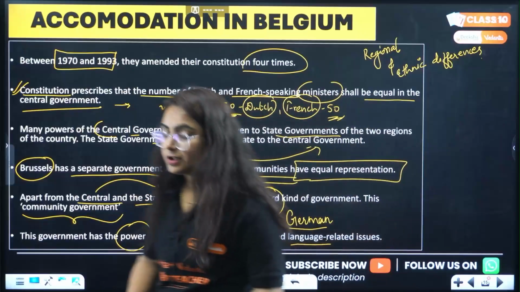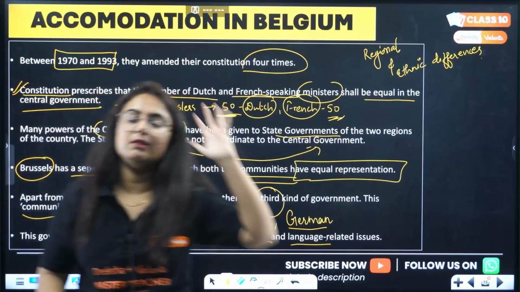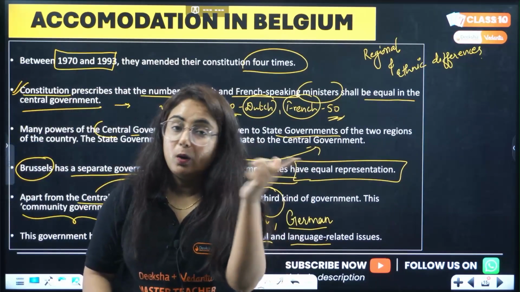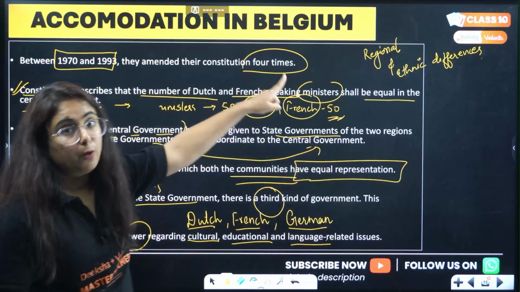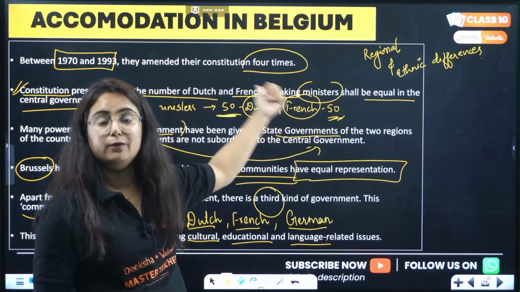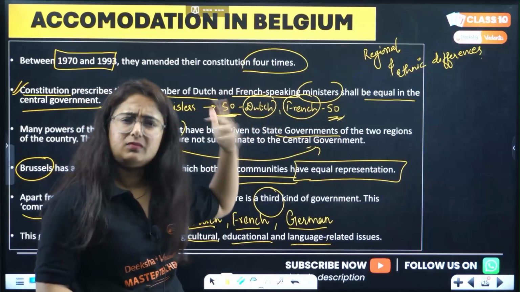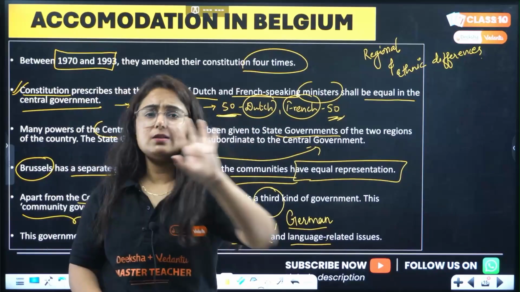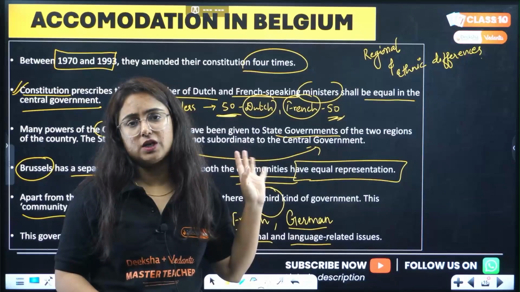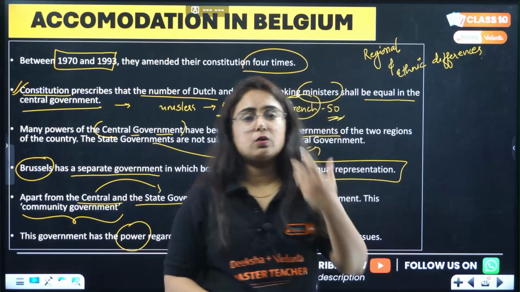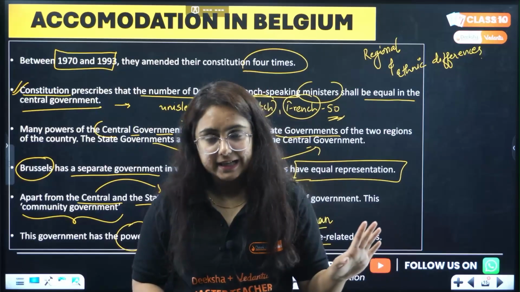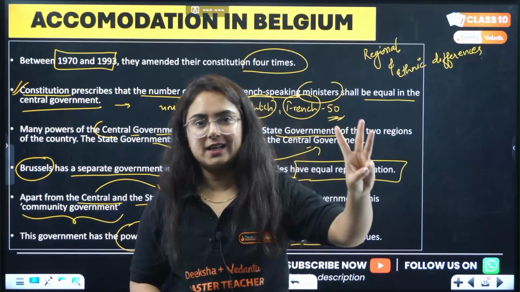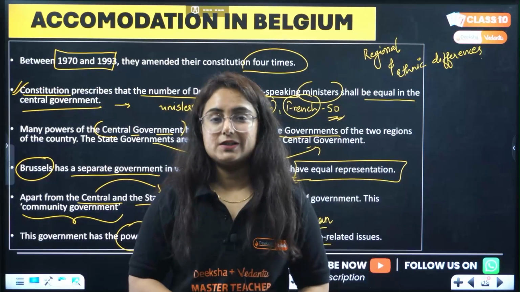Whenever there is an issue related to their language, they themselves will sort it. No interference of other community, because if the issue goes to the central government, French ministers will have equal say. If the issue is about Dutch, no interference. You make laws regarding your language, culture and education. We will make laws according to our language, religion, education. Get it? So this was the third crazy step taken by Belgium.